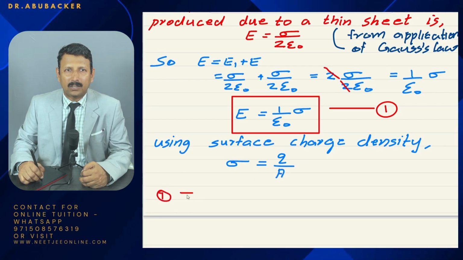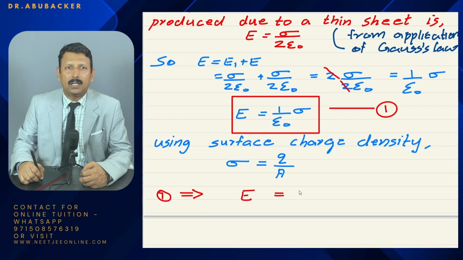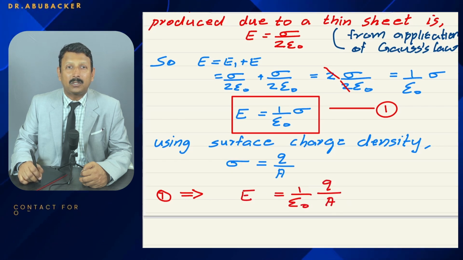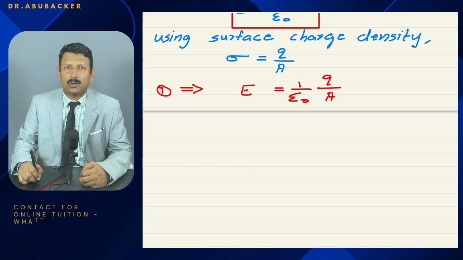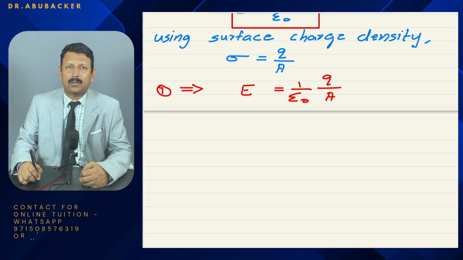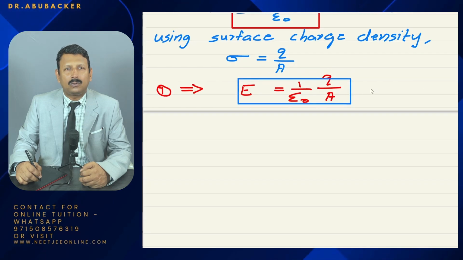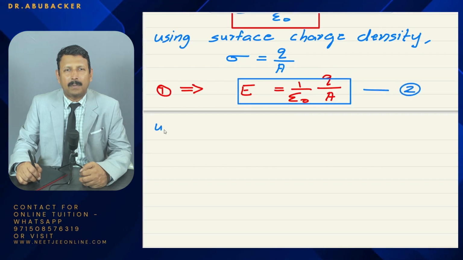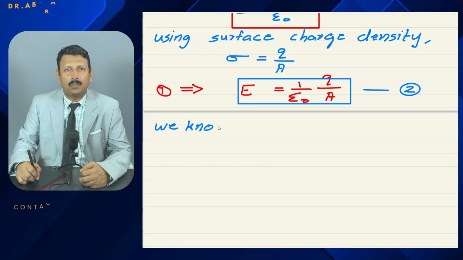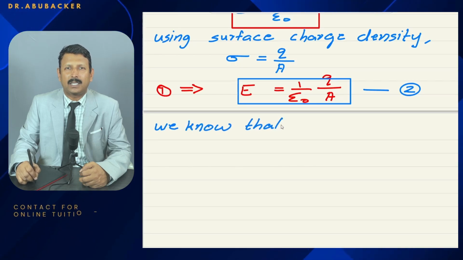We are going to apply this value in equation number 1. Okay, so equation number 1 becomes E is equal to 1 by epsilon 0 times, in the place of sigma, Q by A I wrote. That's all. Now we are going to write another expression. So this we are labeling: E is equal to 1 by epsilon 0 times Q by A. Equation number 1, keep it safe.